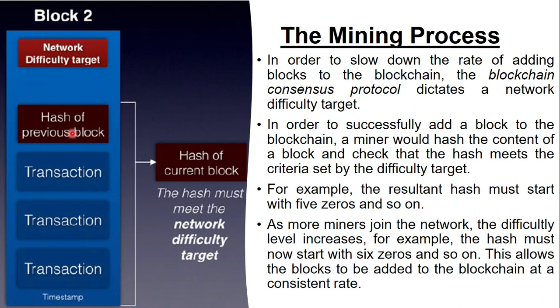As the miners increase, the network difficulty level, the difficulty target, will also increase, so that they will fight among themselves to solve one mathematical problem, you can say. Whosoever solves the problem will win, meaning he will have the opportunity to get the mining fees and mine the block to the blockchain. Now the hash of the current block would be there, and the hash must meet the network difficulty target. So this is the main aim of the mining process.